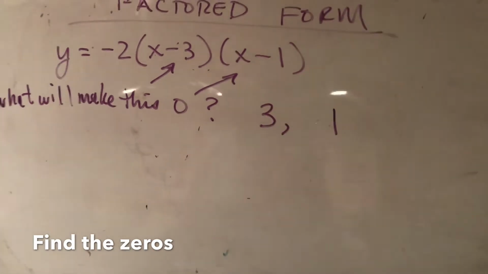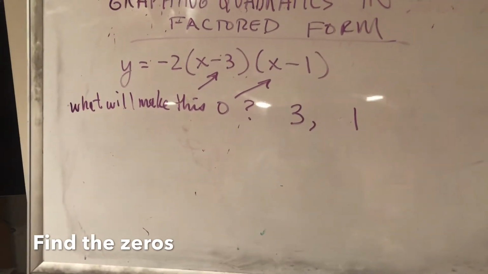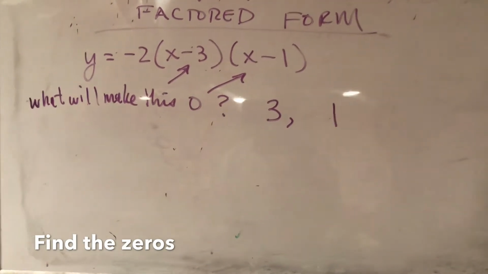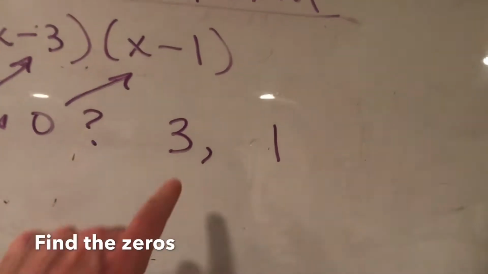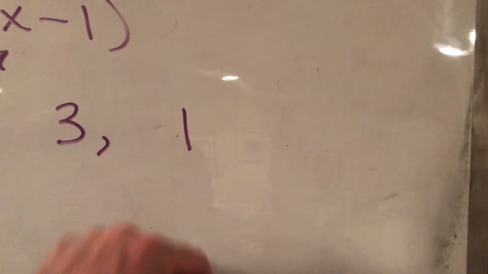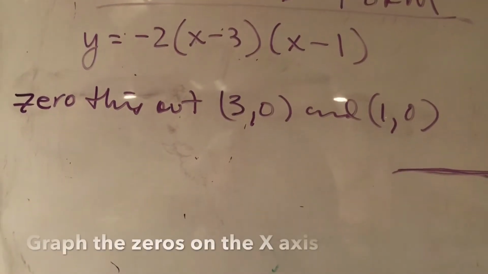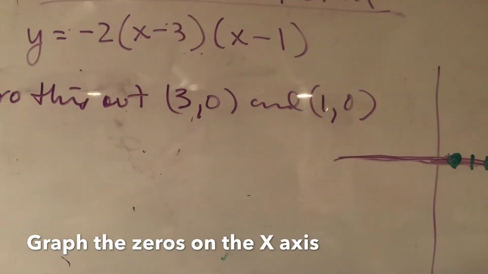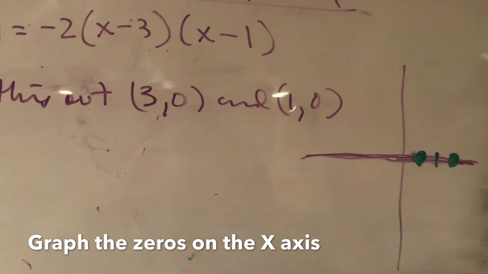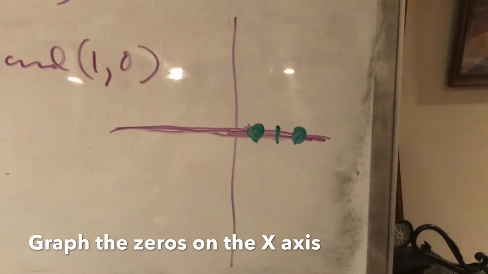So we know that this parabola is going to cross the x-axis at two spots, at 3 and at 1. The ordered pair will be (3, 0), and the ordered pair will be (1, 0). So when we zero this out, we know that we have points on our parabola of (3, 0) and (1, 0). If we go over to our graph, I'm just sketching this.